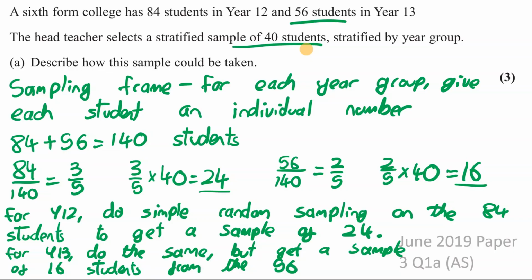So to get the marks here, as I said before, you get 1 mark for talking about the fact that you need a sampling frame and you need to give each student an individual number, and then you get another mark for mentioning simple random sampling in terms of how you actually get out the students from their year groups, and then you get another mark for mentioning 24 and 16 for the stratified samples.